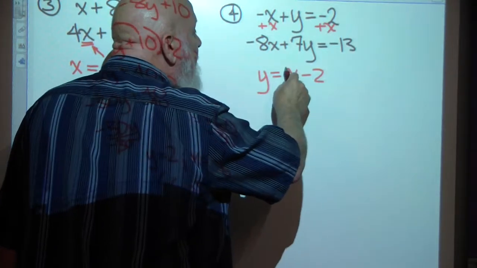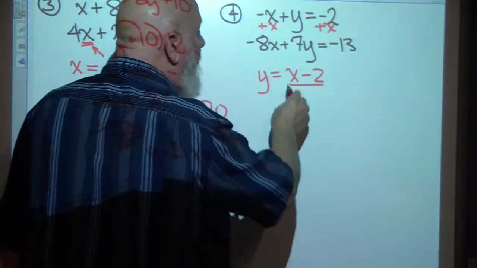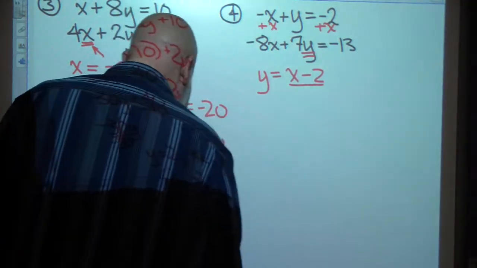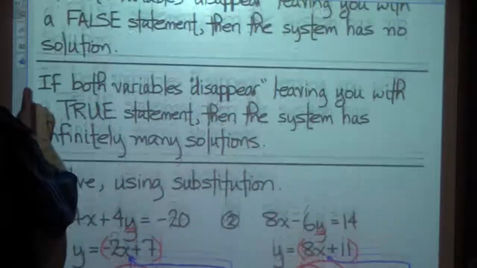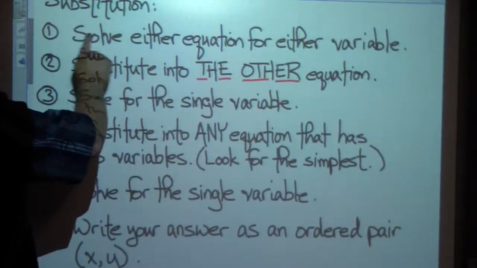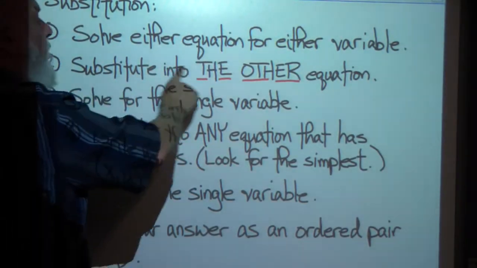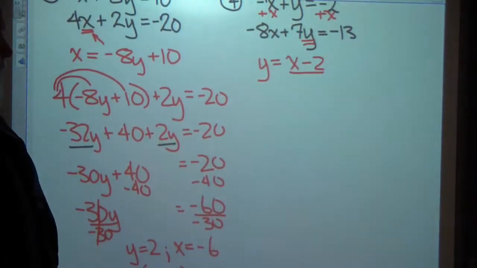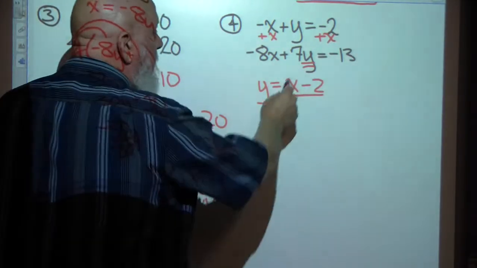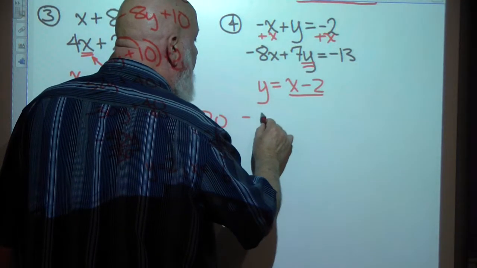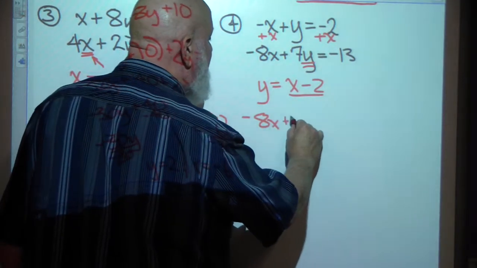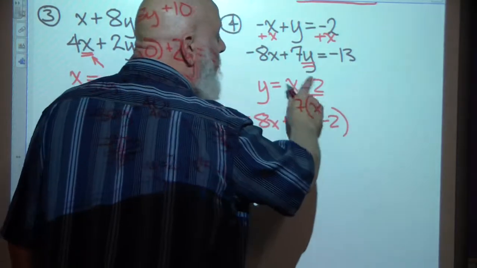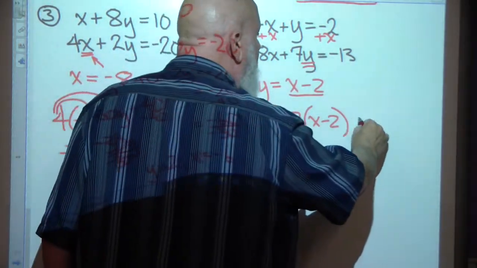Now I take this and I plug it into the other equation. Instead of y, I'm plugging this. That's step 2: solve either equation for either variable, substitute it into the other equation. Okay? This is the other equation, so this will be negative 8x plus 7 times x minus 2. Make sure you put that in parentheses because it's the whole thing being multiplied by 7, is equal to negative 13.